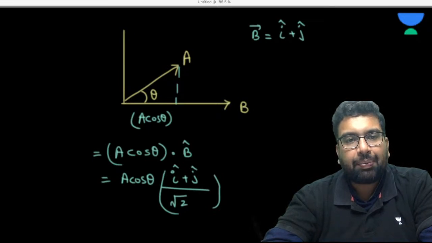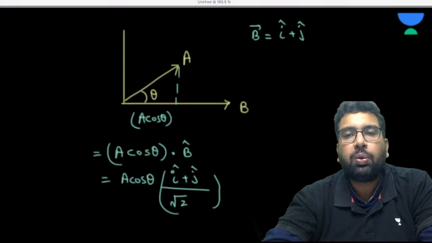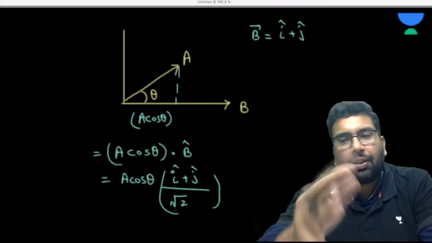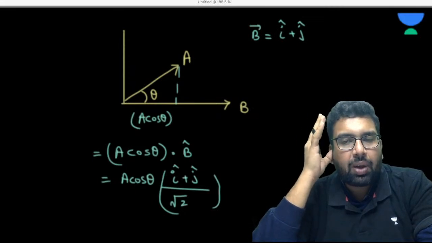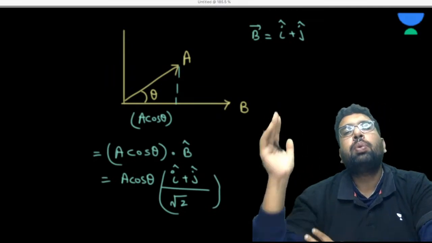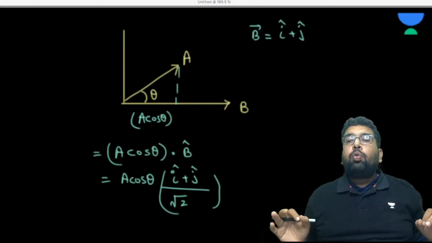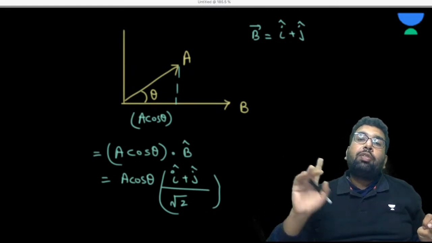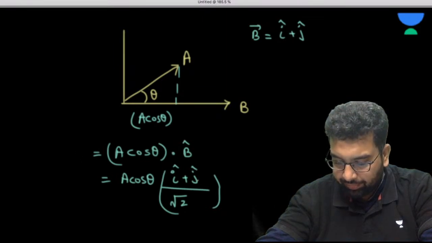Now this is clear. Now please understand this. According to the options, this was easy, right? We wanted the vector component of a vector in the direction of another vector, which has some magnitude and some direction. We did it. Now we want the component of the vector in the direction perpendicular to this B vector.